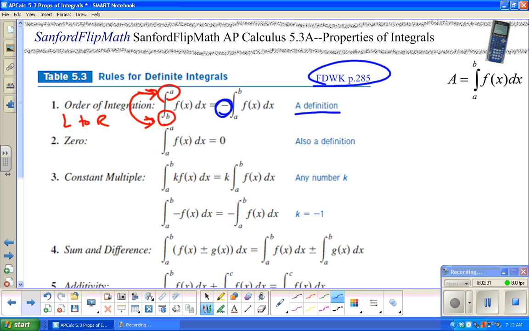Okay. So if we know the answer for an integral going from left to right is 5, then if we're going from right to left, backwards, then we're going to say it's -5. That's it. Nothing real deep there.